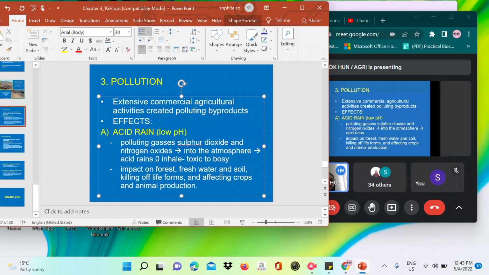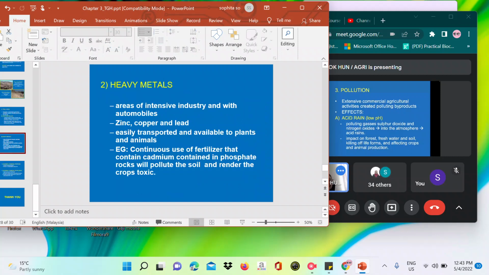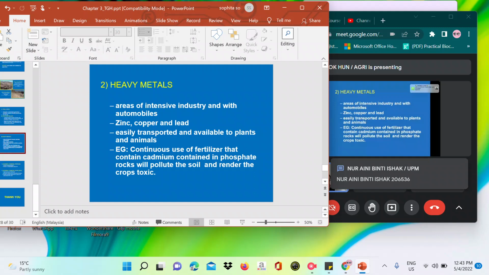The heavy metals. In areas of intensive industry and automobiles, they also produce zinc, copper and lead. All of these are very dangerous to human beings and also animals and living things. This zinc, copper and lead can easily be transported inside our body and become available to plants and animals. So if you accidentally eat them, you may have some contamination or poison inside your body.